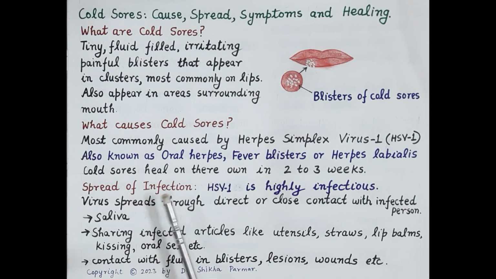Now how does the infection spread? Herpes simplex virus 1 is highly infectious and the virus spreads through direct contact or close contact with the infected person. For example, coming in contact with the infected saliva, sharing infected articles like utensils, straws, lip balms, kissing, oral sex with the infected person, or coming in contact with the fluid in the blisters, lesions or wounds can also rapidly spread the disease.